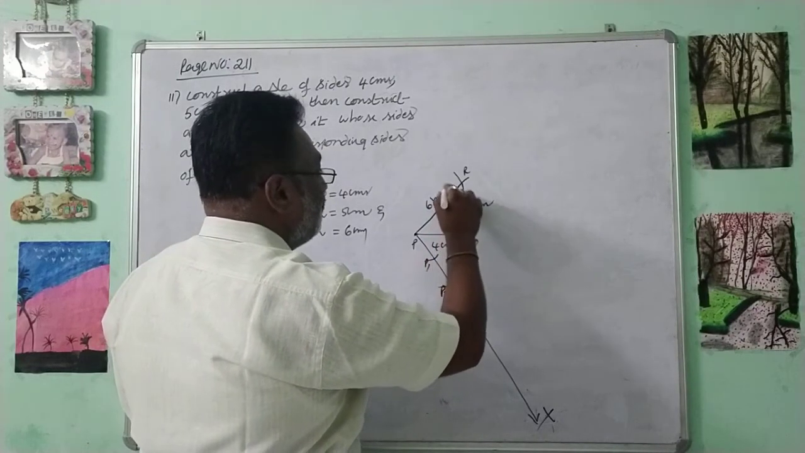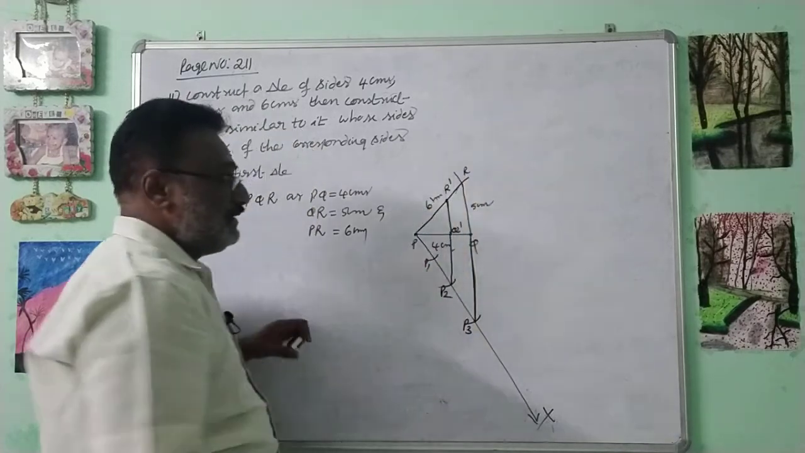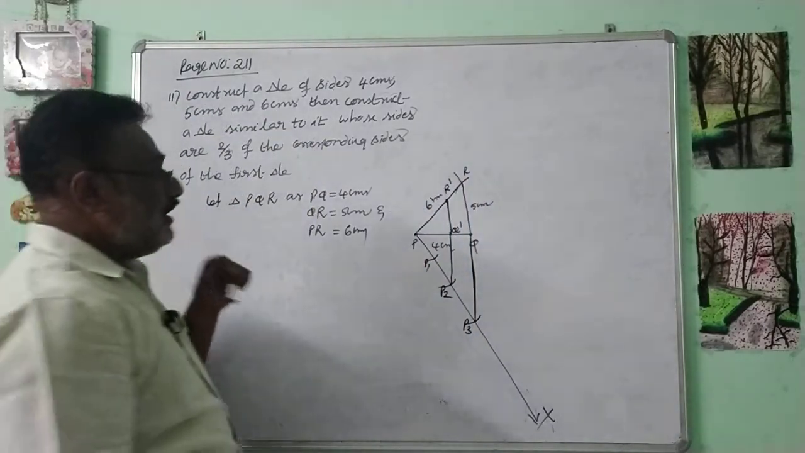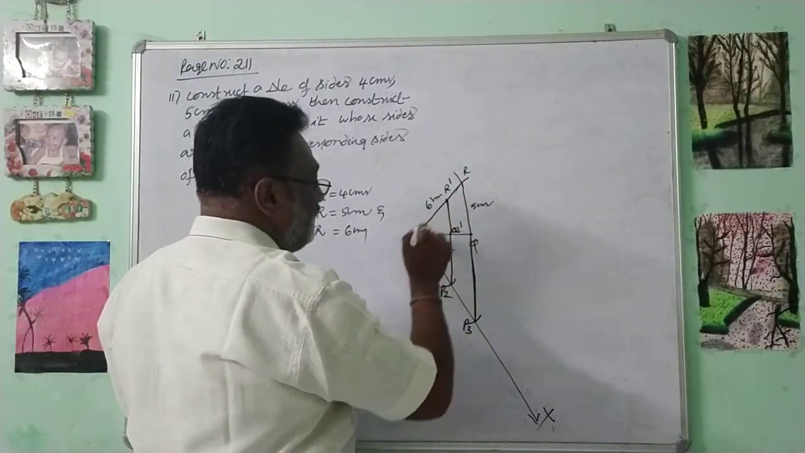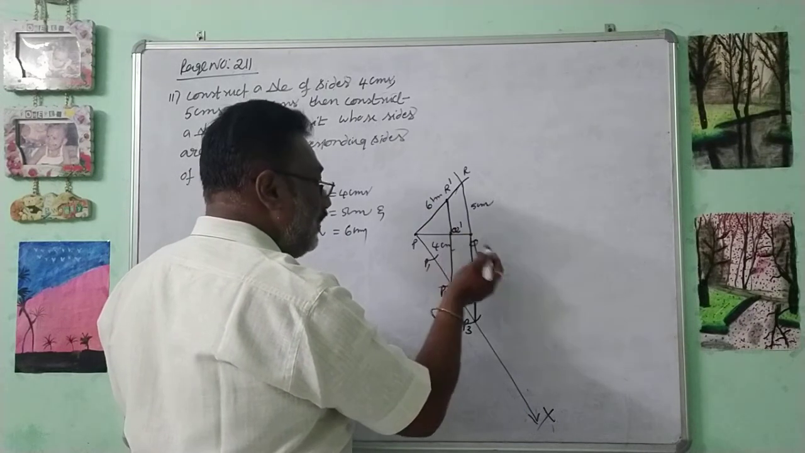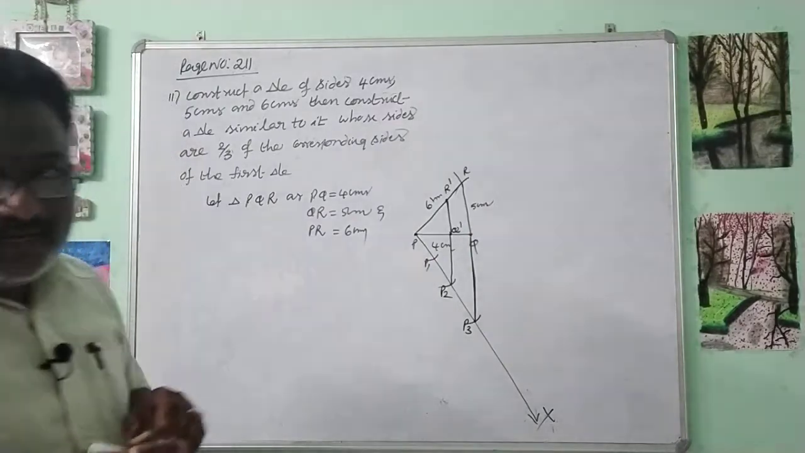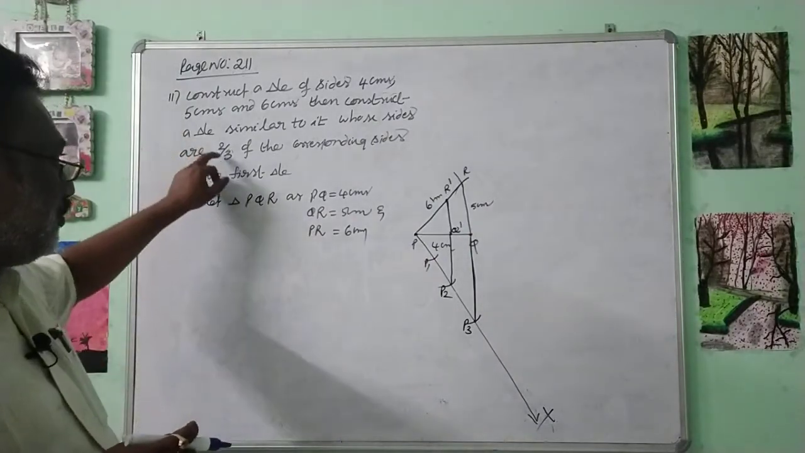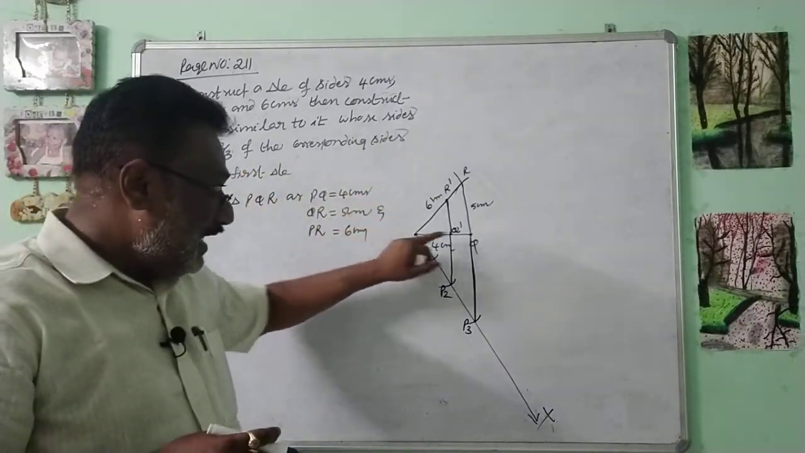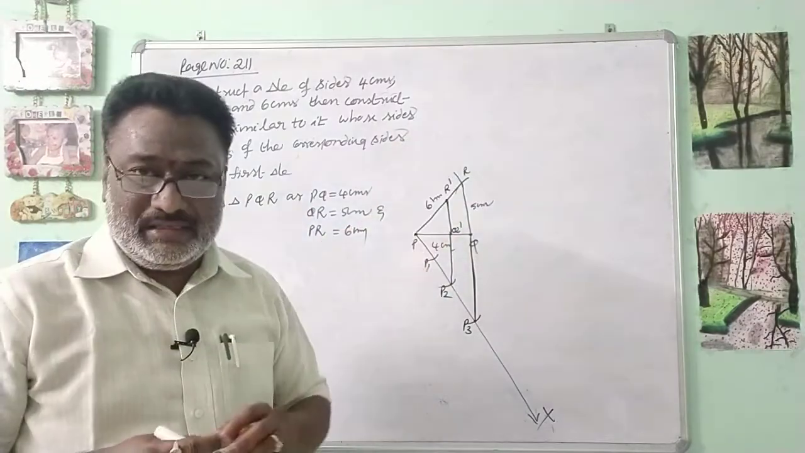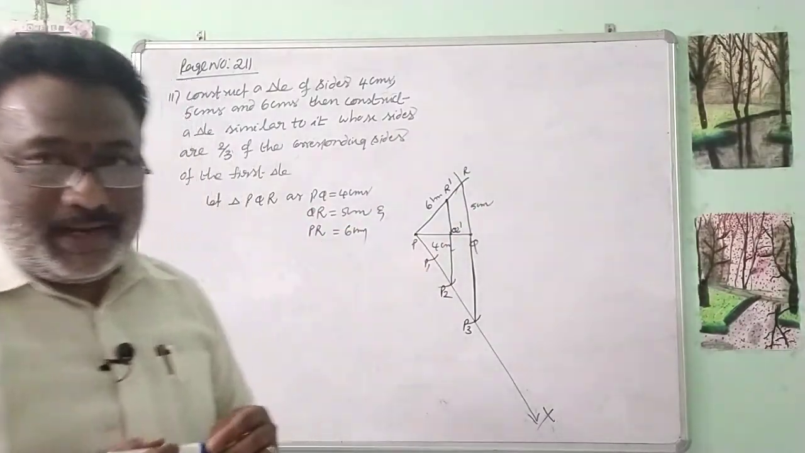Yes, in R dash. Okay, now listen to me, this triangle P Q dash R dash is our required triangle, which is exactly 2 by 3 part of triangle PQR. This is the method. Let me explain one more time.